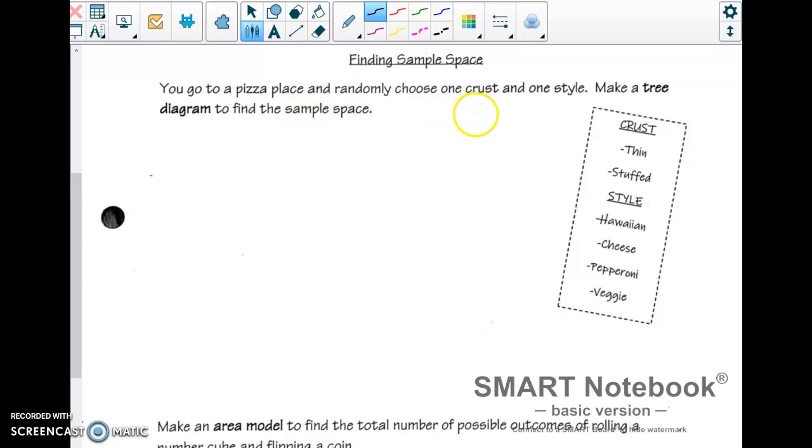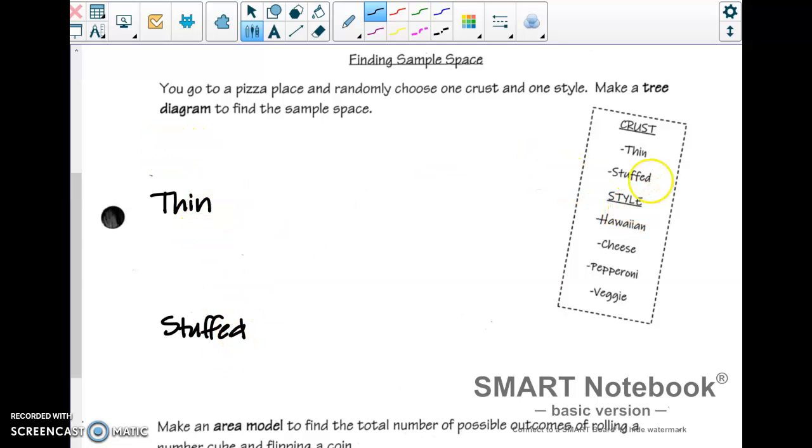So a way to come up with a list of all the sample space, all the potential outcomes that you could get when you randomly choose your pizza, one way is a tree diagram. So you start with your first option. So our first option is the crust. When you pick the crust, there's two choices, thin or stuffed. So I would write thin, stuffed. Those are the two choices for the crust.